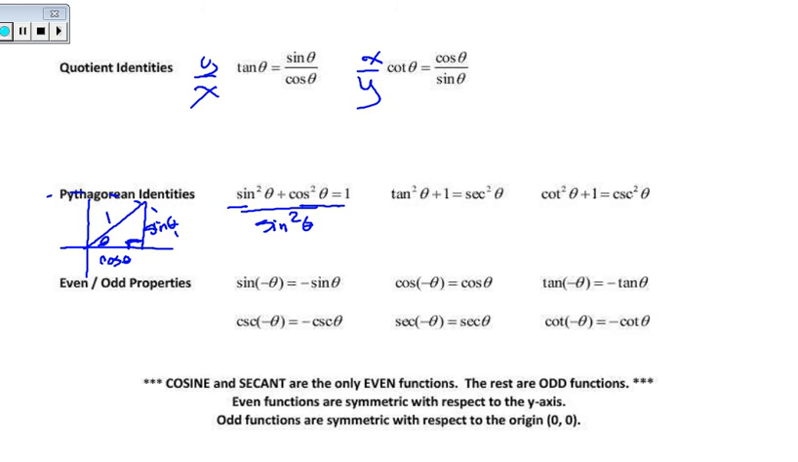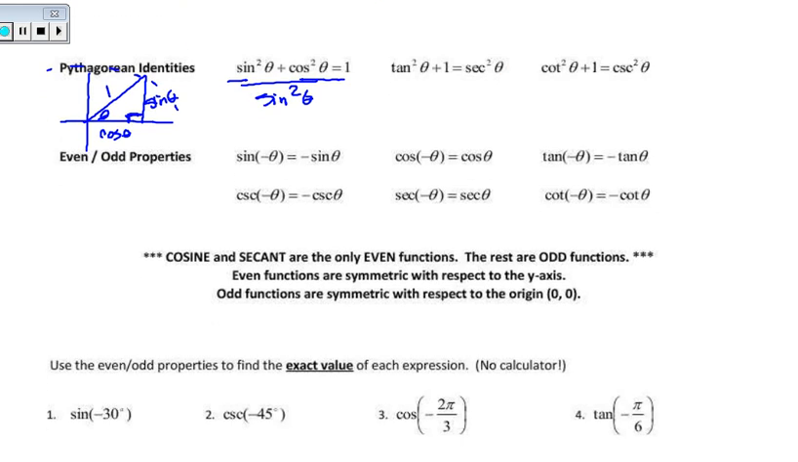For our even odd properties, I want you to think about theta being in quadrant 1. Okay, so let's say that's theta. And then we have negative theta being in quadrant 4, because negative would show just the direction in which it turns. So what you've got out here is an xy pair. Down here, your x would be positive, your y would be negative.